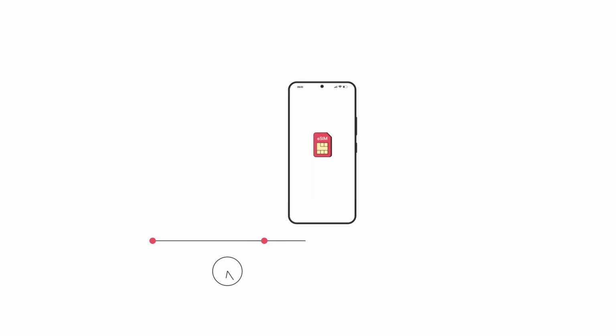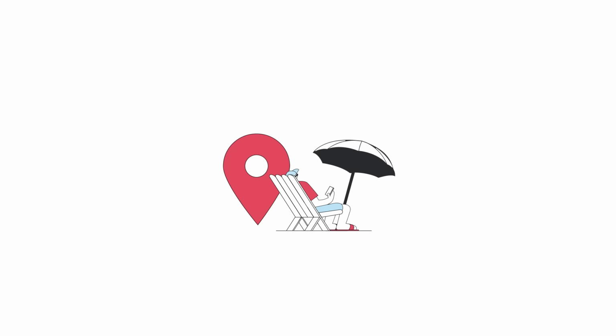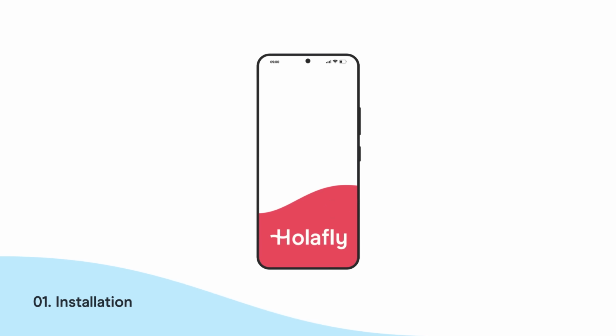Installing and activating an Holafly eSIM on your Samsung Galaxy is really simple. Remember to install your eSIM a few hours before your trip and only activate it when you arrive at your destination. Once you have made your purchase on our website, we will send you an email with everything you need to know to complete this process. Now, let's get started. Grab your phone.